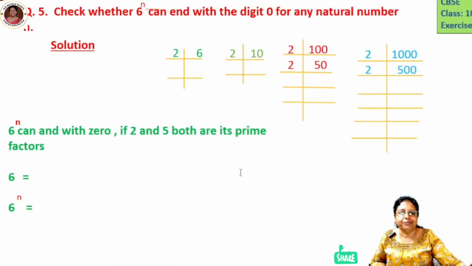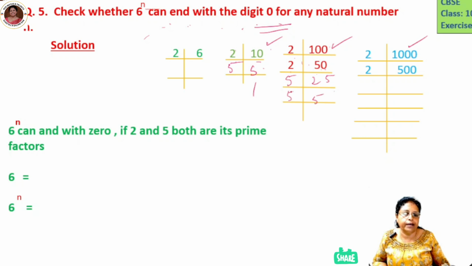The next question. Check whether 6 raised to n can end with the digit 0 for any natural number n. We have done one example like this, so let us try this. Already we have seen numbers ending with digit 0. If you factorize them, we have seen that 2 and 5 are the factors. 50 divided by 2 is 25, 5 fives are 25. Then 2, 5, 5 are the factors here.